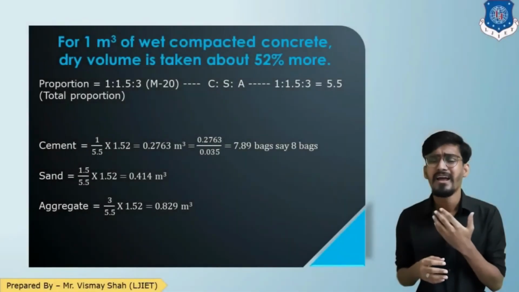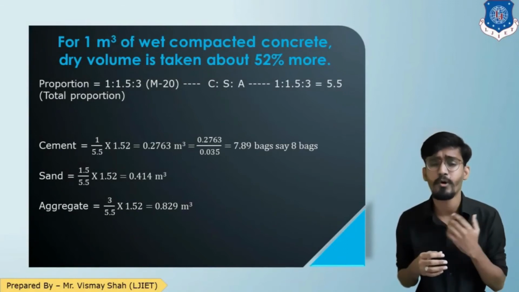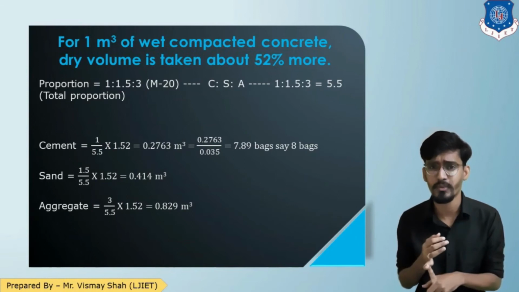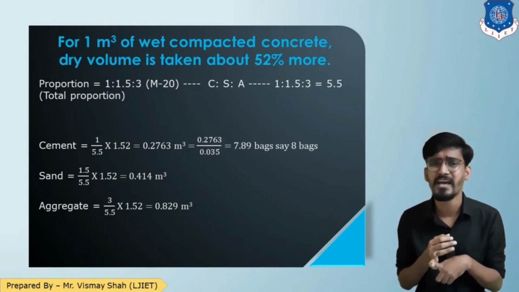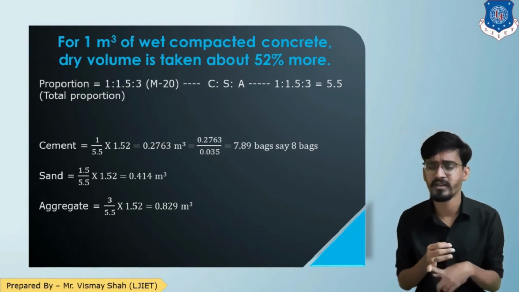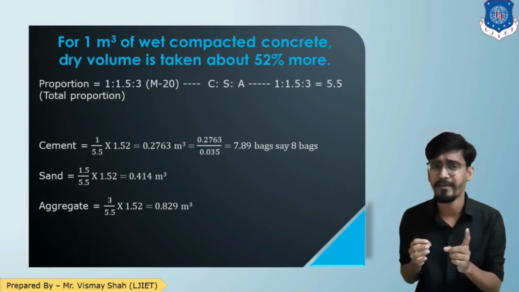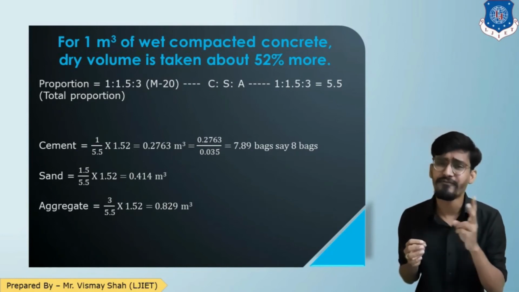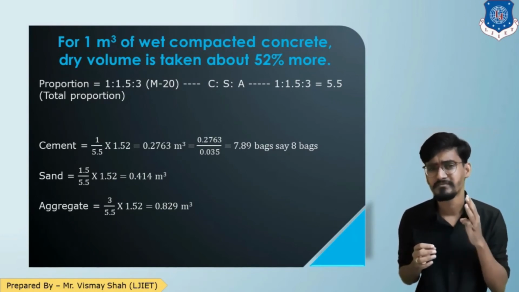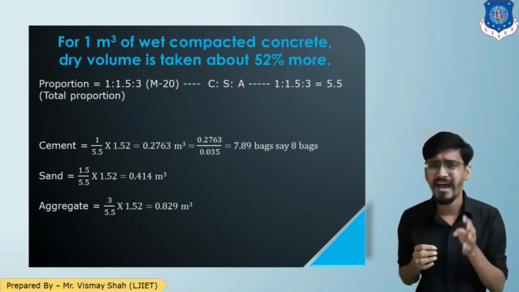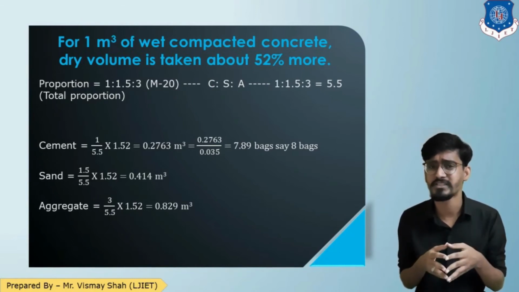So now, first add up those proportions, 1:1.5:3. So 3 plus 1.5, that is 4.5, plus 1, so that is 5.5. That is the total proportion. Out of that 5.5 proportions, 1 proportion of cement, 1.5 proportion of sand, and 3 proportion of aggregate.